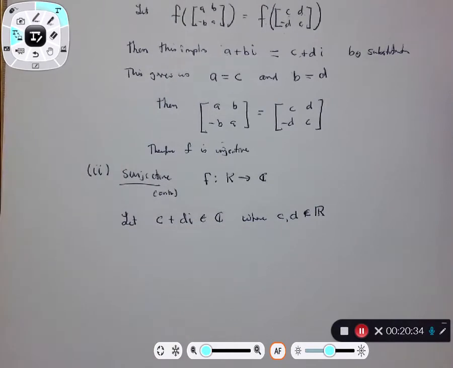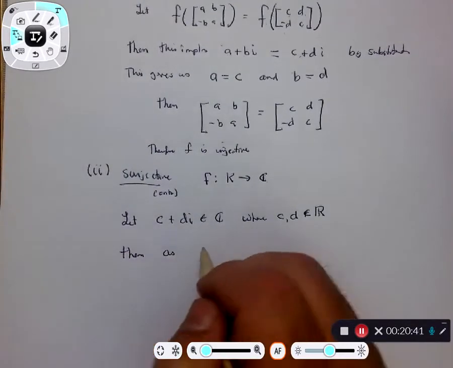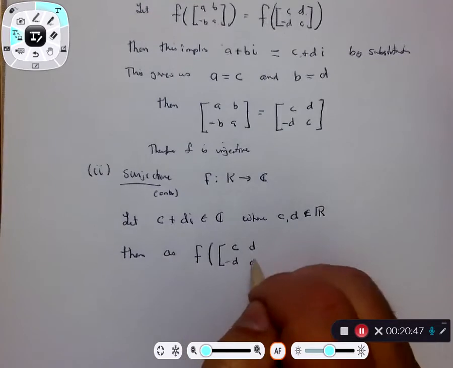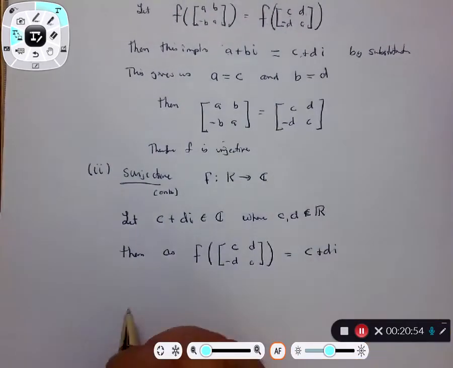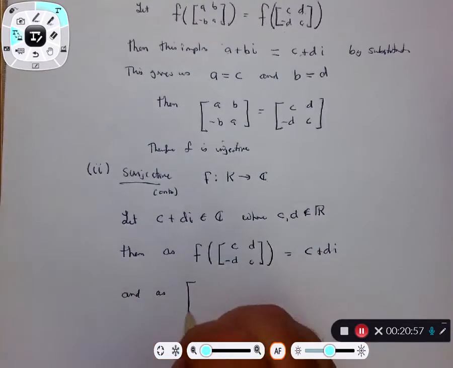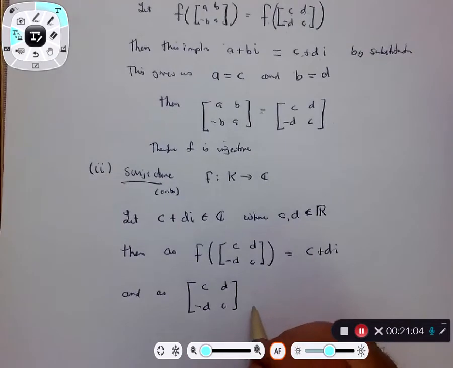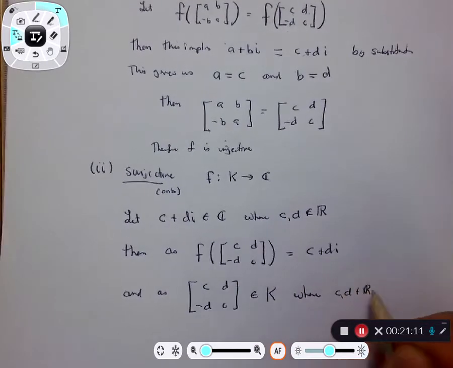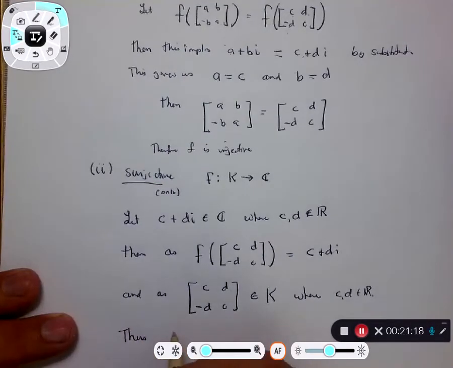Okay. Then, who has to map to them? Then f of the matrix c, d, negative d, c, according to the way we defined how to map this, is equal to c plus di, and this matrix c, d, negative d, c is an element of K, where c and d are real numbers. Thus, f is surjective.